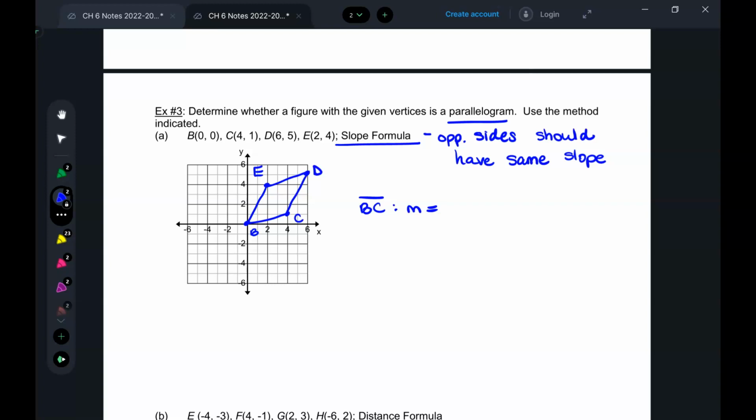Okay, so those ended up being the same. That means that it is parallel. Okay, we need to check the other two. So these are parallel. Let's check BE. What's the slope formula again? It's y2 minus y1. Okay. Let's check BE and let's check CD.